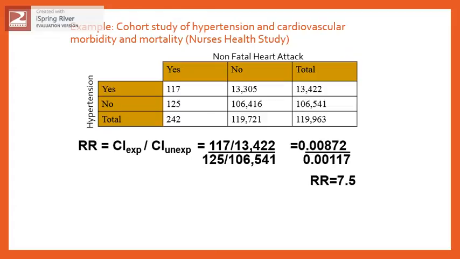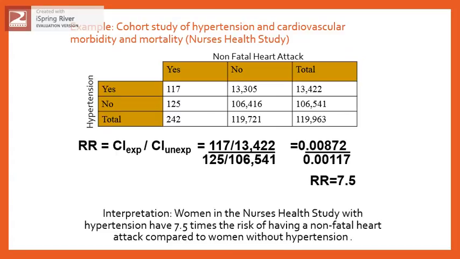So this can be interpreted as those with the risk factor, which is hypertension. So hypertension increases risk of non-fatal heart attack by 7.5 times. Women in the Nurses' Health Study with hypertension have a 7.5 times higher risk of having a non-fatal heart attack compared to women without hypertension.